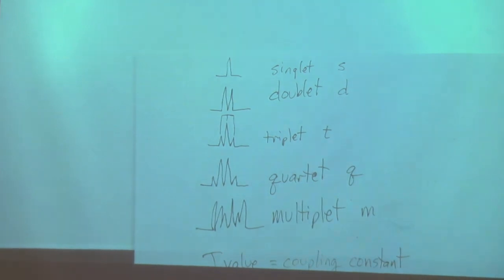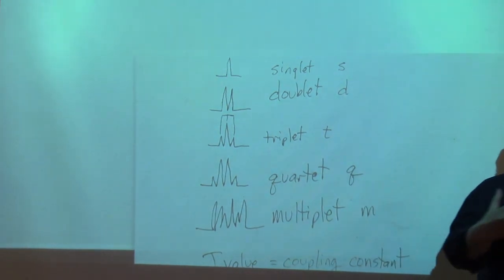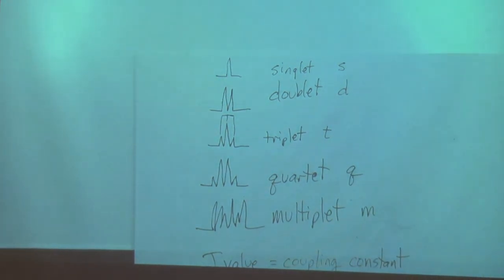So how do I know? How do I know if my hydrogens are going to be a triplet or a quartet or a multiplet? Well, you know because of something called the N+1 rule. So I'm going to write the N+1 rule on the board.